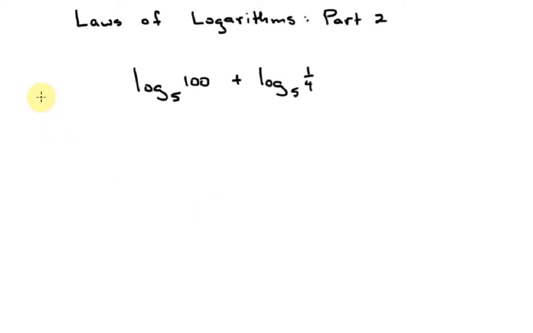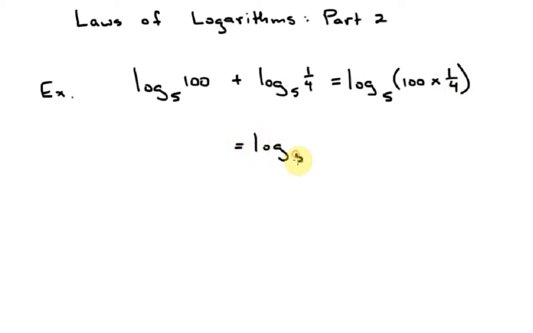So my first example here is we're going to try to evaluate what this stuff equals. And you notice that they both are base 5. That really helps because that allows me to combine them with our first law that says if you're adding these logarithms together, then I can just multiply together the 100 and the 1/4. So this would be the same thing as the log base 5. Now what's 100 times 1/4?